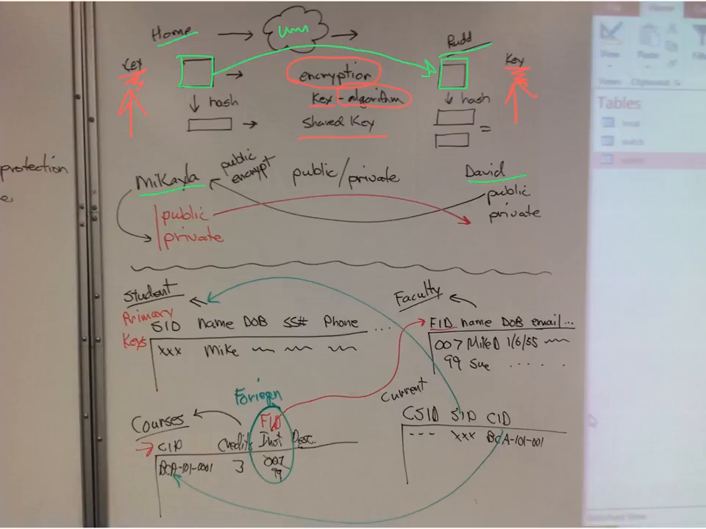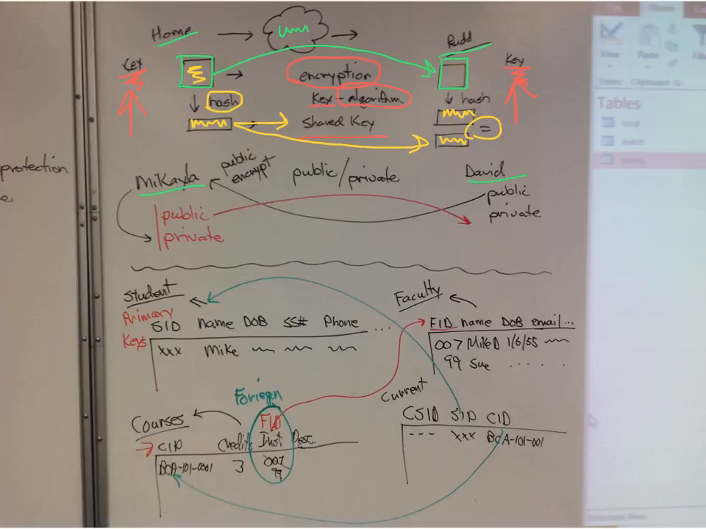Shared key. Now, we can also do this. Let me use a different color here. We can hash the data. So here's the data. Here's the hash. We can send the hash over. When the data gets to the other end, David can hash it and compare it with this hash. If they're equal, the data hasn't changed.